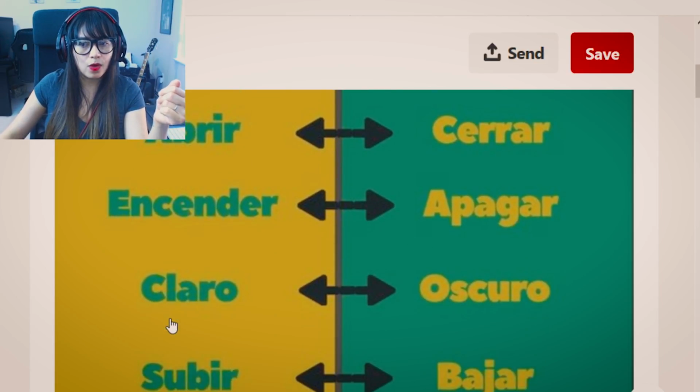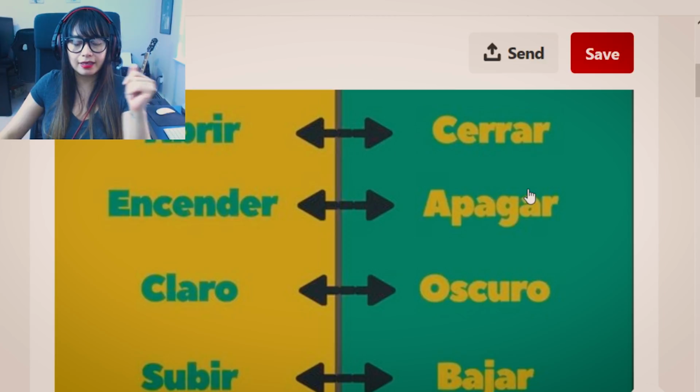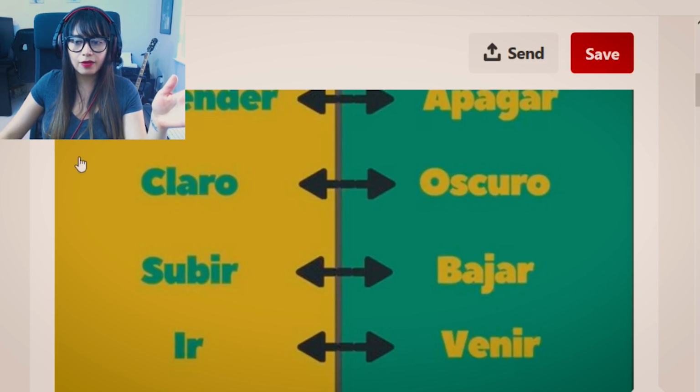Now the next one, encender. Encender means to turn on, like, you know, turn on the TV, or to light, like light the fire or something like that. Apagar is the opposite and it means to turn off, to shut down. So that's correct. It makes sense. Now the next one is claro.